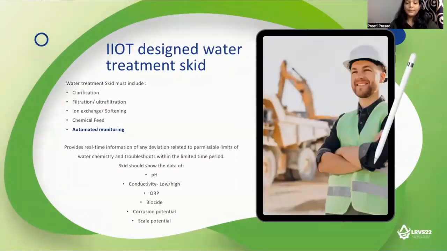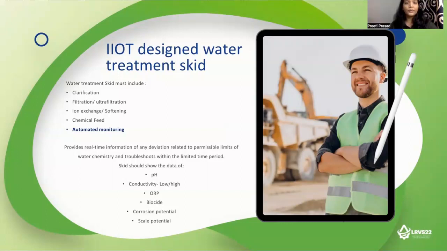So the water treatment skid. Basically, a water treatment skid should have these properties, or the system should be equipped with clarification, filtration, ion exchange, and chemical feed. All these things are to avoid solid particles in the system. The water should be softened. It should not have harsh material which is going to impact your system. But what makes the difference between a regular or normal water skid and an IIoT designed water skid? The difference is the automated monitoring.